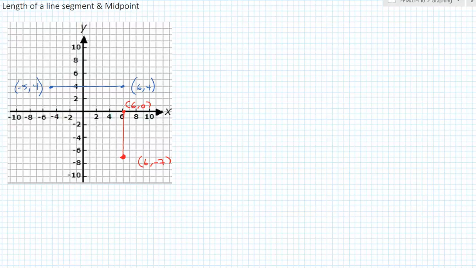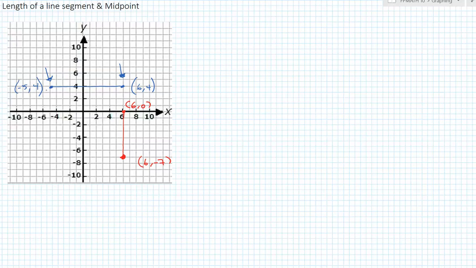It's basically a part of a line where there are two endpoints. So you've got an endpoint right here, with those coordinates, and there's an endpoint right there. And notice that there is no line. This line doesn't continue forever. That's called a line segment. It's got two endpoints, and that's basically it.